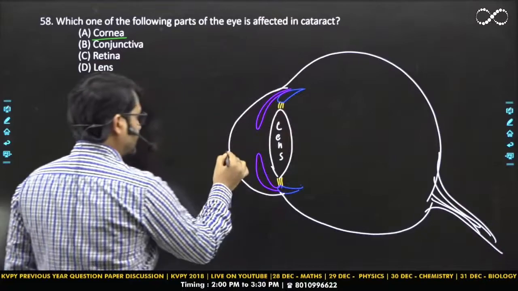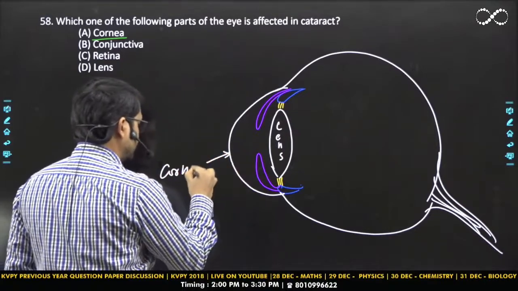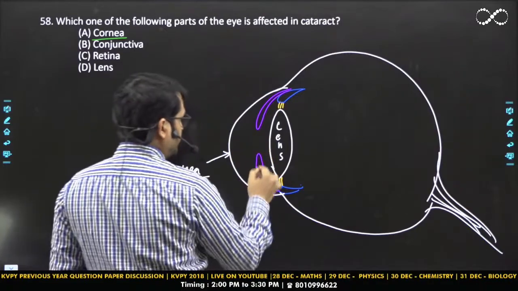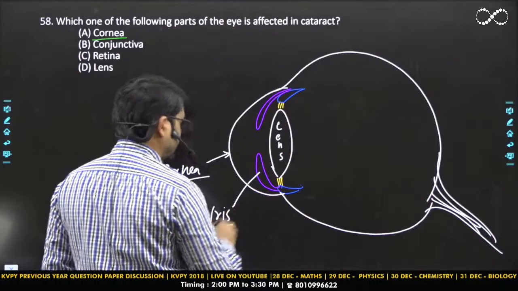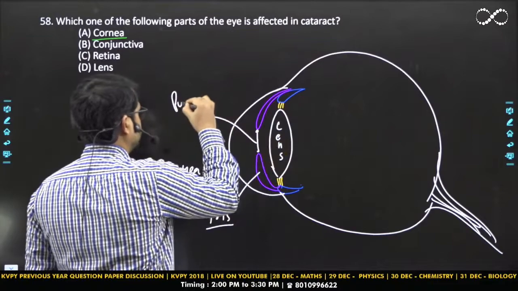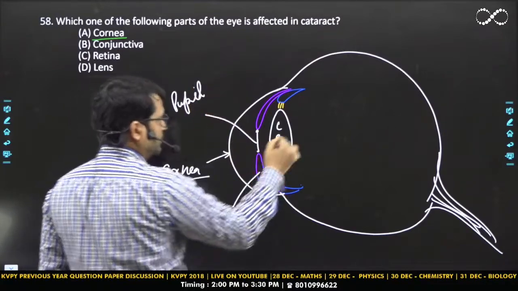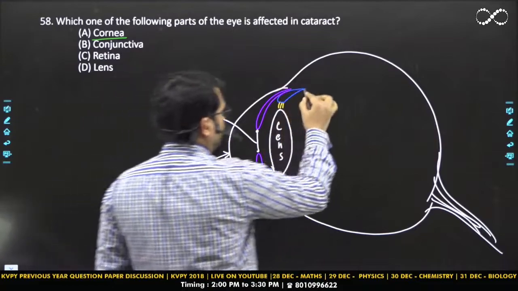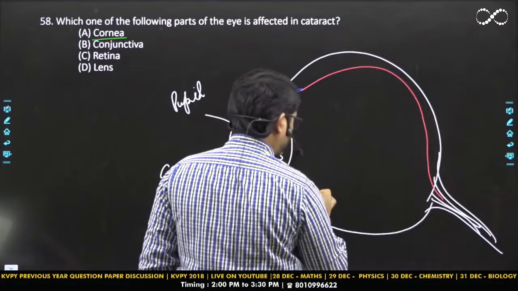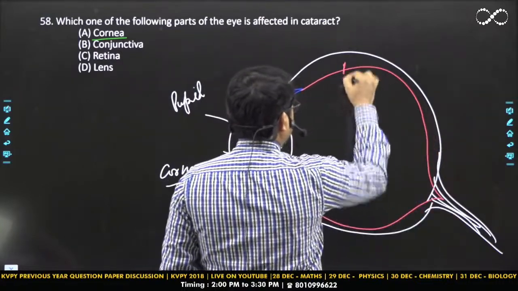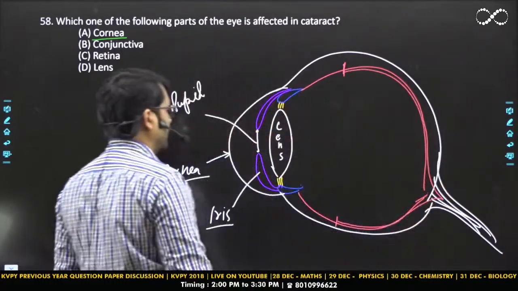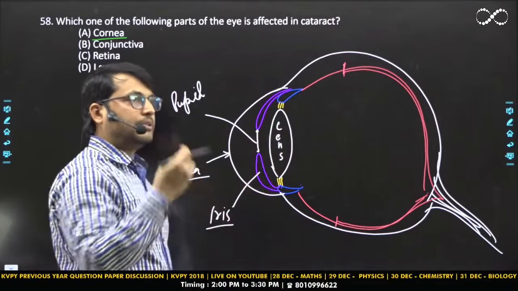This is the cornea. Here there is a fluid called aqueous humor. This is the iris. This is known as the pupil. This is the lens, ciliary muscle, ciliary body. And then here, from this layer to this layer, there is the retina. So the lens appears cloudy.